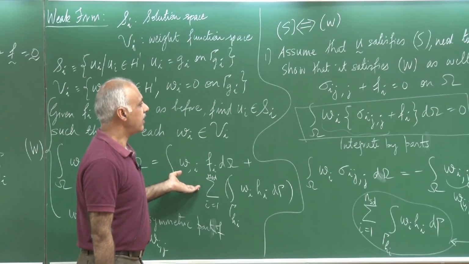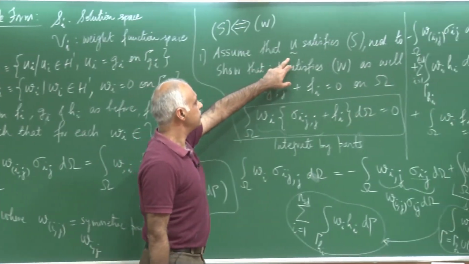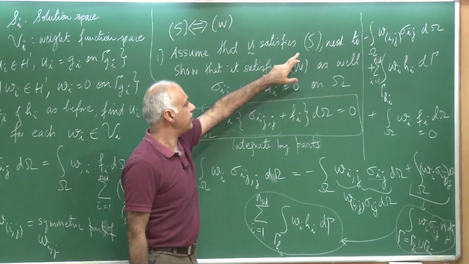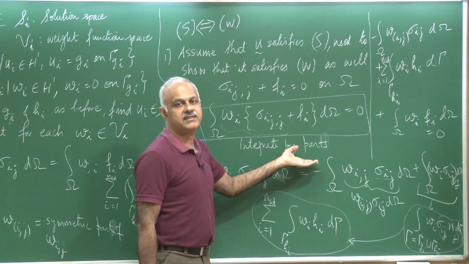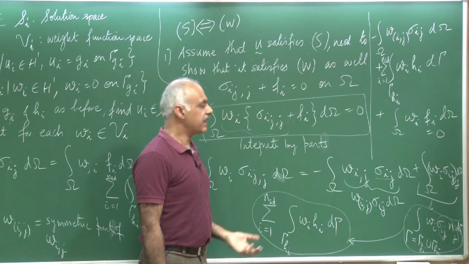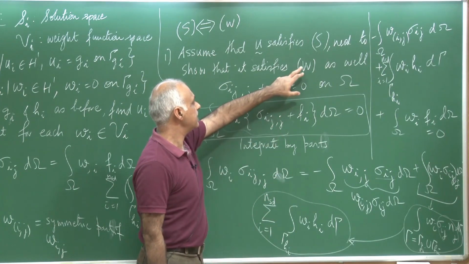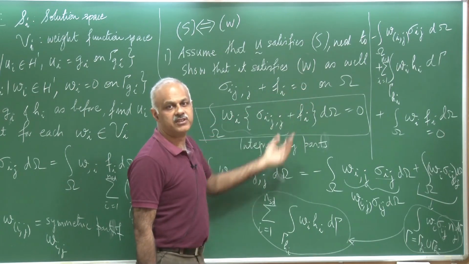I hope you agree with me. What we have shown is that if U satisfies the strong form, then indeed it satisfies the weak form also. The next part of the proof will be that we will assume that our solution satisfies the weak form, and we will derive the strong form out of it.